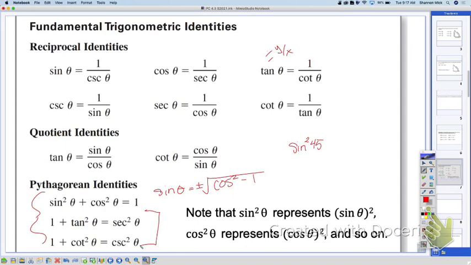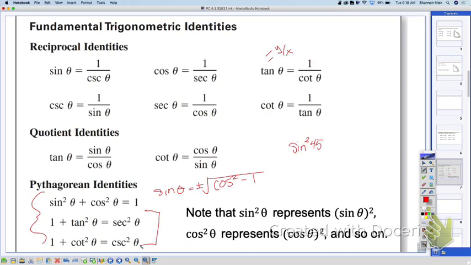Cosine. Secant is cosine. So tangent and secant are paired together because cosine is in the denominator, and I'm going to show you why in a second, okay? Cotangent, what's in the denominator of cotangent? Tangent. How about sine? Sine, that's what I said. Okay. What is in the denominator of cosecant?